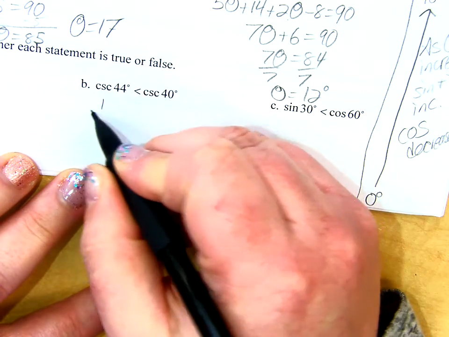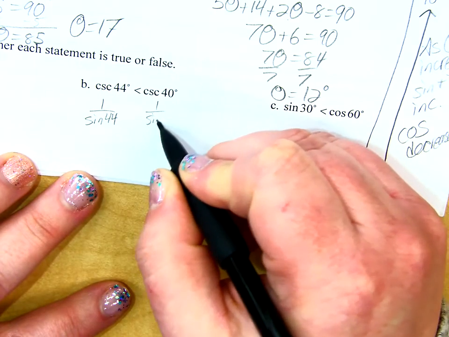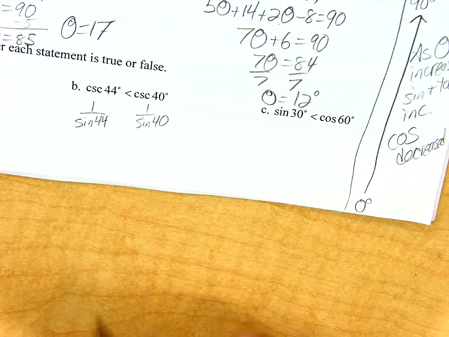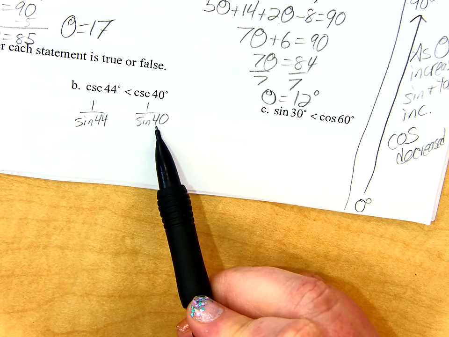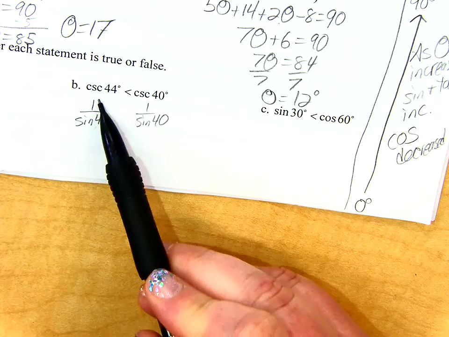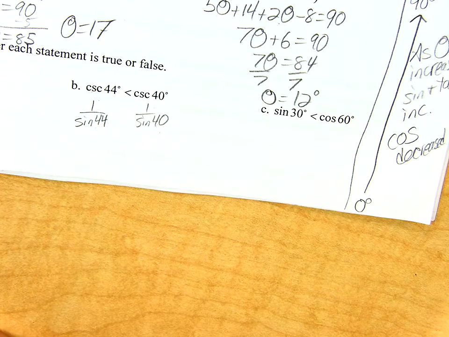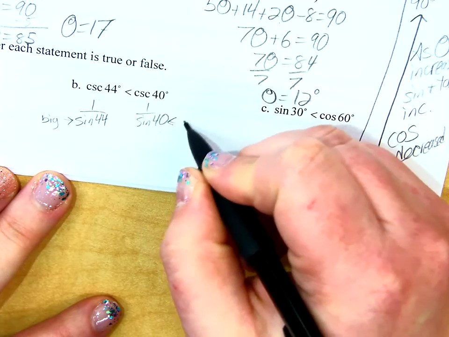This is the same thing as 1 over sine of 44. And this would be 1 over the sine of 40. So let's think about this. Sine of 44 should be bigger than the sine of 40, right? Because the bigger the angle, the bigger the sine. So if I do 1 divided by a bigger number, how does that compare to 1 divided by a smaller number? Who ends up being bigger? So this bottom part is big. This bottom part is small.